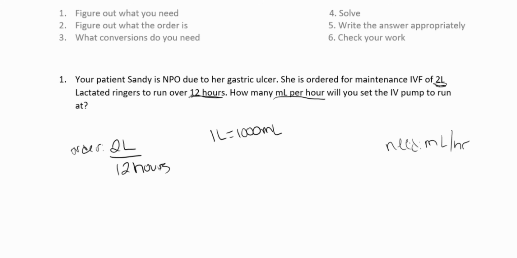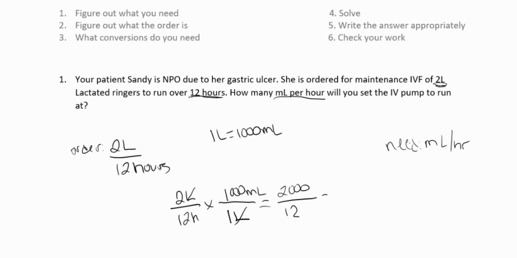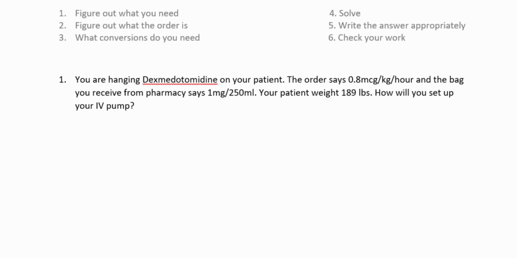So let's start setting up our conversion. We're going to do 2 liters over 12 hours. And then we're going to get our liters to cross off, so we start with 1 liter down here is 1,000 milliliters. Then we can cross off our liters, and we're left with milliliters per hour. So now we can multiply across the top, multiply across the bottom, and then divide it, and we are going to get 166.67 milliliters per hour.